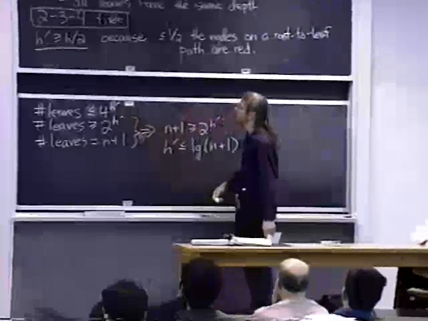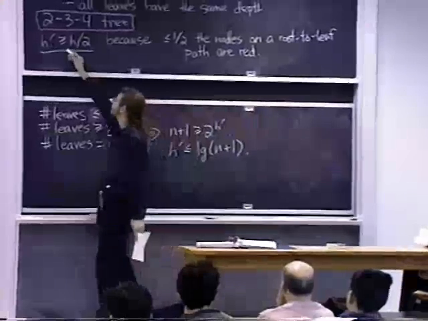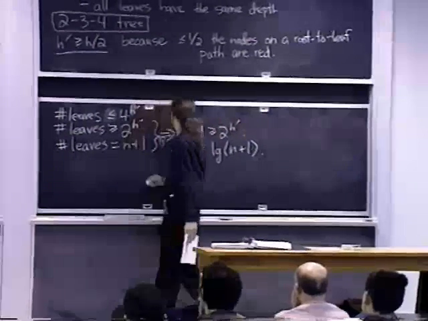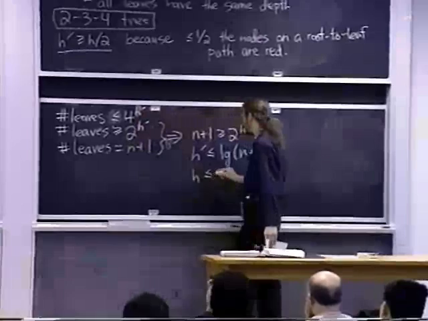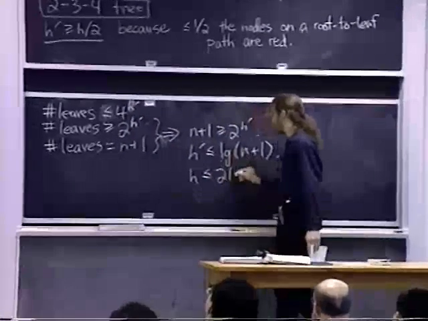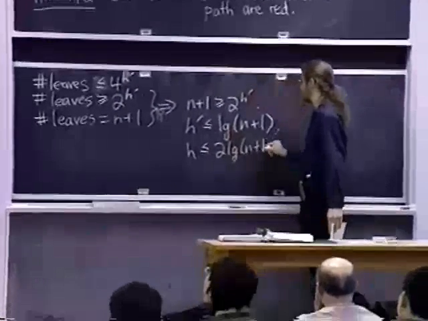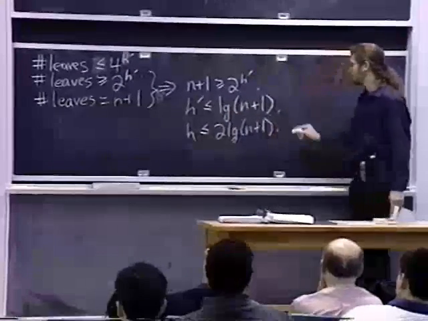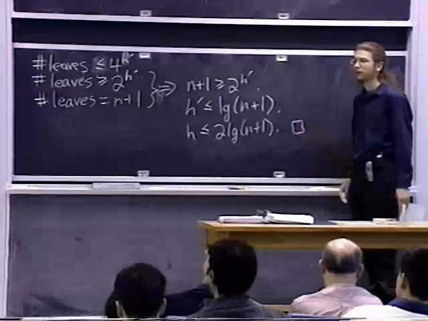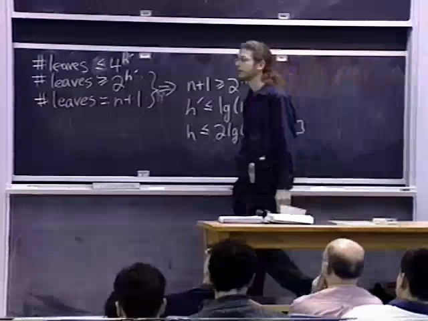Okay, so if you flip that around, it's saying that h is at most 2 times h prime. So h is at most twice this. Okay, and we're done. Any questions about that proof?